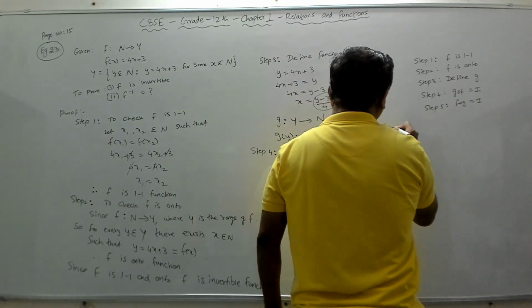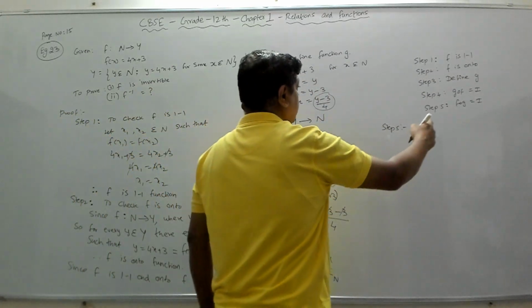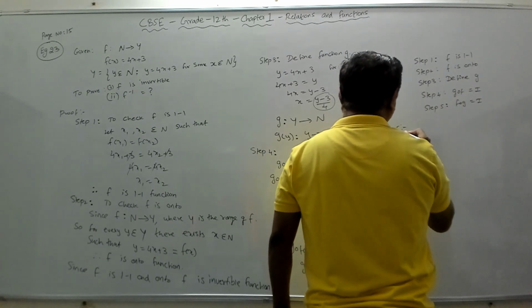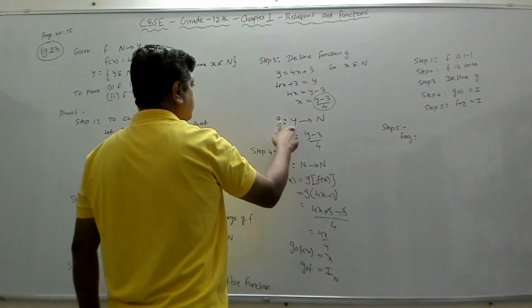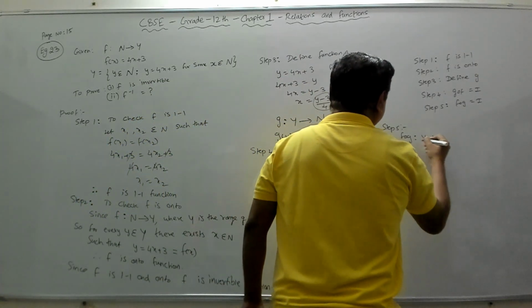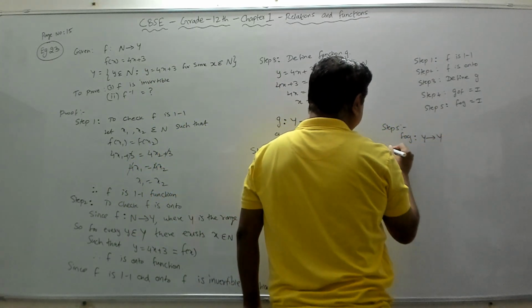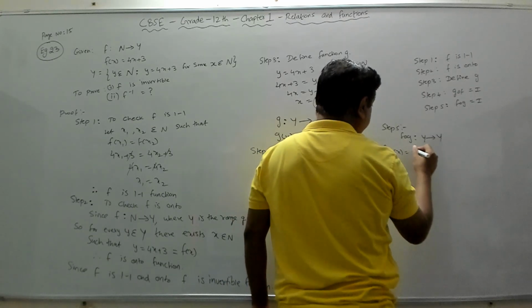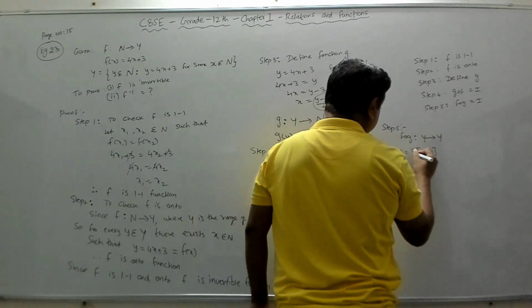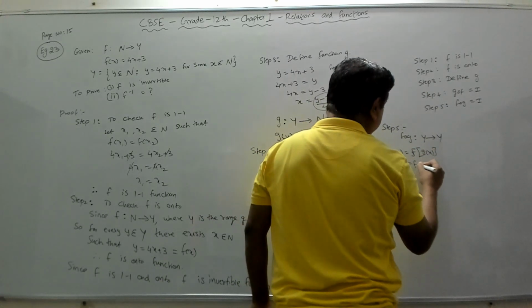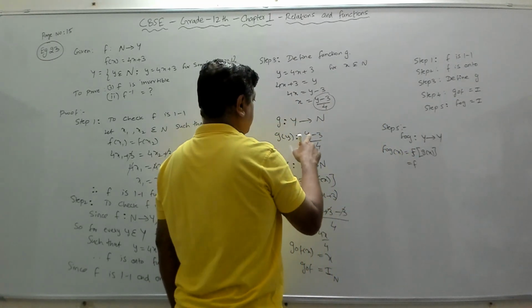Step 5 is we should find f of g, and we should prove that that is also equal to I. Now what is f of g? Function g is from the set Y to N, and the codomain of f is Y, so f of g is from Y to Y. And what is f of g of x? We have to find that. F of g of x is equal to f of, what is g of x? G of x is y minus 3 by 4.